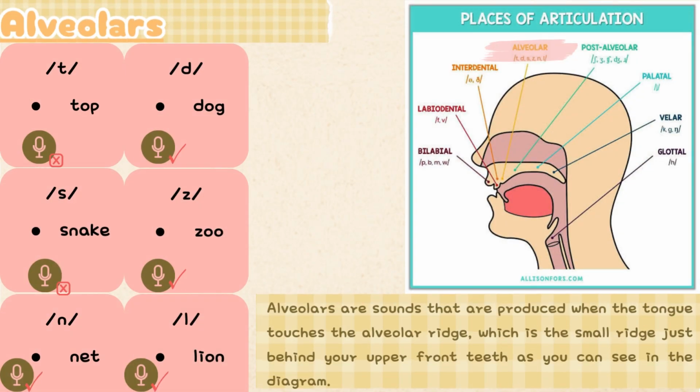Well, alveolar sounds. These are sounds produced by placement of the tongue behind a small ridge called the alveolar ridge, which lies behind your upper front teeth just above here, as you may observe from this diagram. This is the part of the mouth where we produce the t, d, s, z, n, and l sounds. Examples include the sound t as in top, the sound d as in dog, the sound s as in snake, the sound z as in zoo, the sound n as in net, and the sound l as in line.